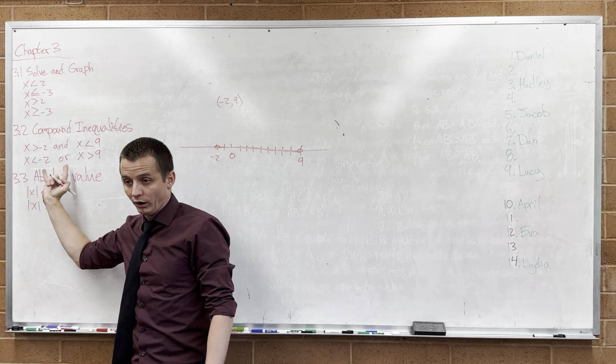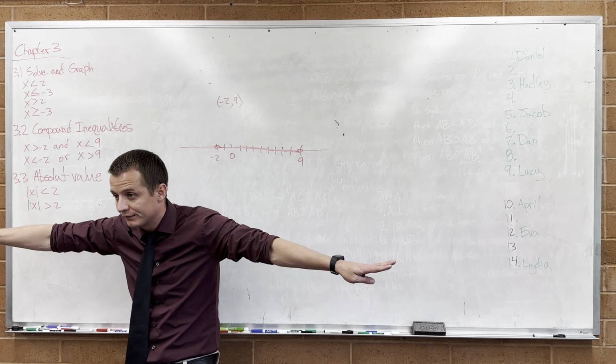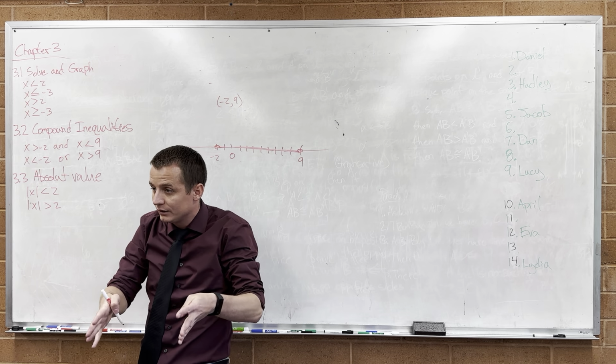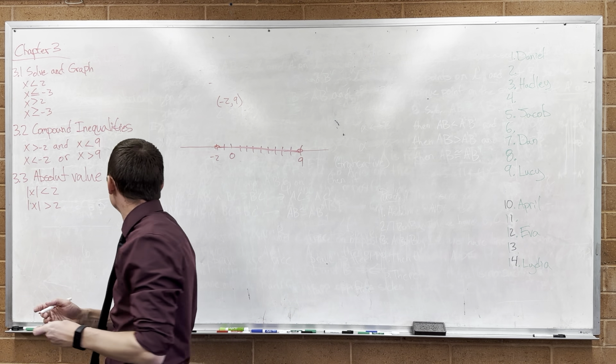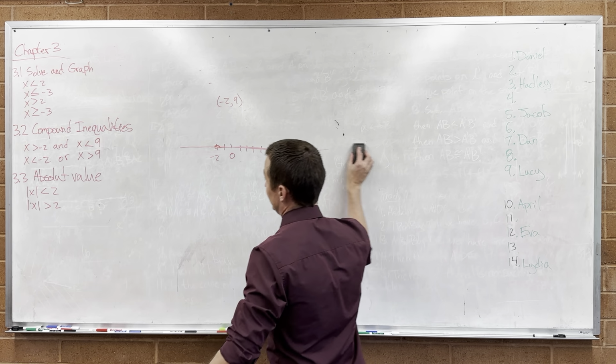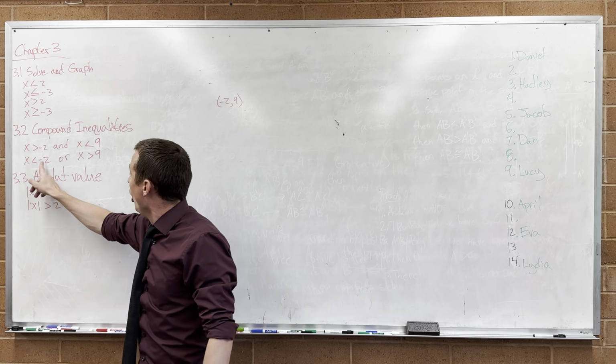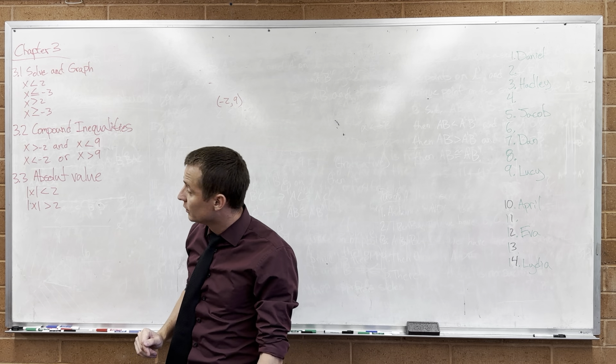Now we're going to go to OR. You're going to notice that OR splits it into 2 different sets. It's not going to combine it into one set, it's going to split into 2. So let's look at the OR. This time I say x is less than -2, or x is greater than 9.